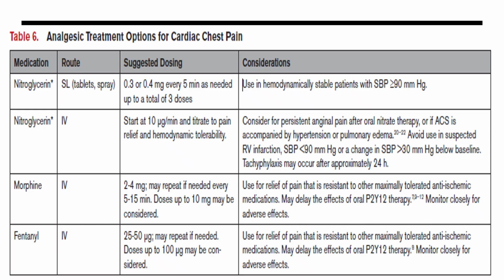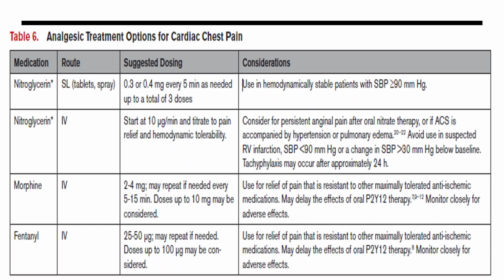This is considered for persistent anginal pain after oral nitrate therapy, or if acute coronary syndrome is accompanied by hypertension or pulmonary edema. However, we need to avoid its use in suspected right ventricular infarction, systolic blood pressure below 90, or if there is a change in systolic BP of more than 30 millimeters below baseline. Then IV morphine can also be used for pain relief, 2 to 4 milligrams, and may be repeated every 5 to 15 minutes if needed. You can consider dosing of up to 10 milligrams.